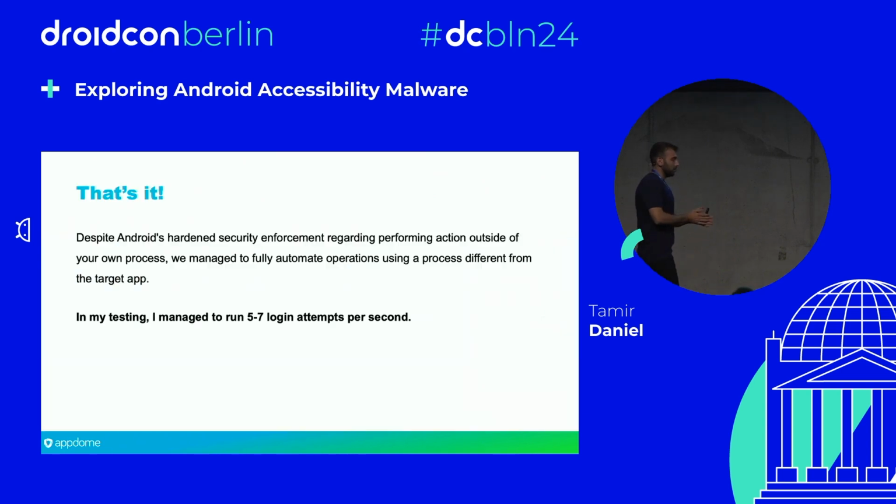So, congratulations, you have a malware for a specific application that can do a login. And when I tested it at home, you can do around 5 to 7 logins per second. So imagine you have 10 minutes of login attempts on one device. This is insane.